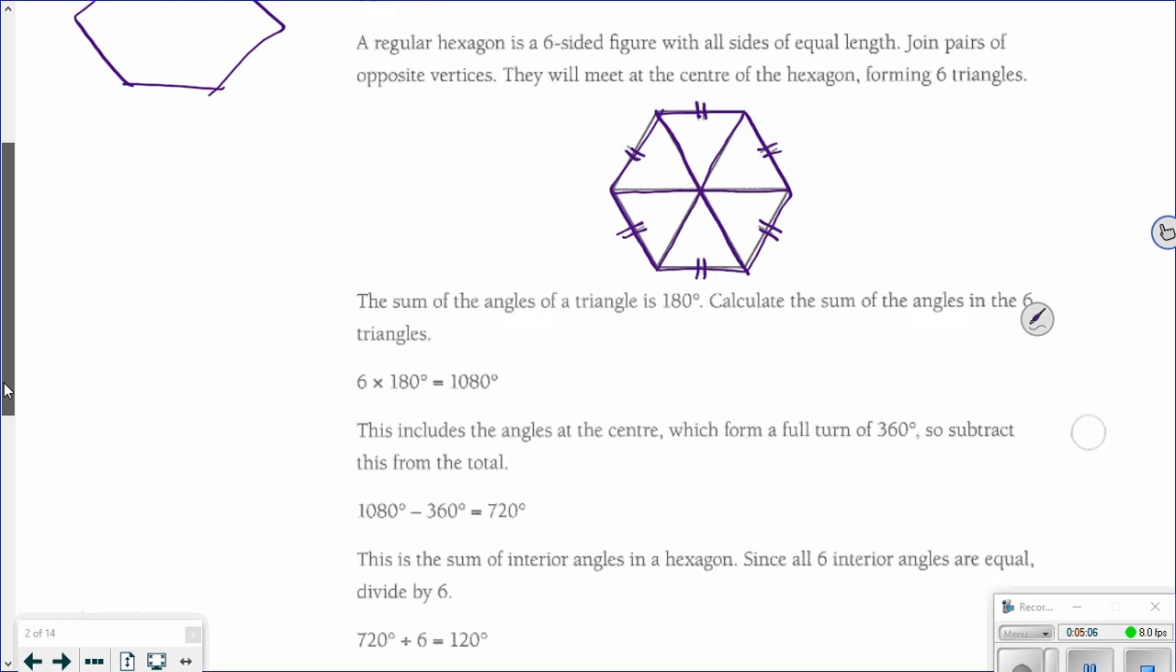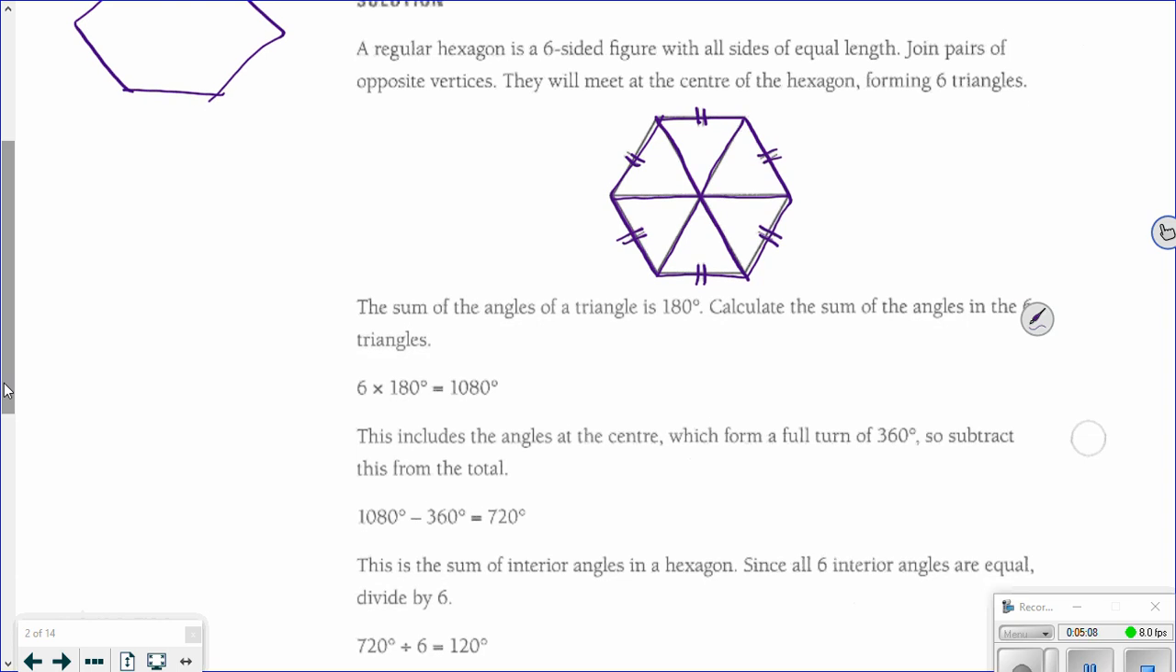So it says the sum of the angles of a triangle is 180 degrees. Calculate the sum of the angles in the 6 triangles. So I have 6 triangles. If I add up the angles inside of those 6 triangles, each one has 180 degrees inside of it. Multiply them together, it's 1080 degrees.